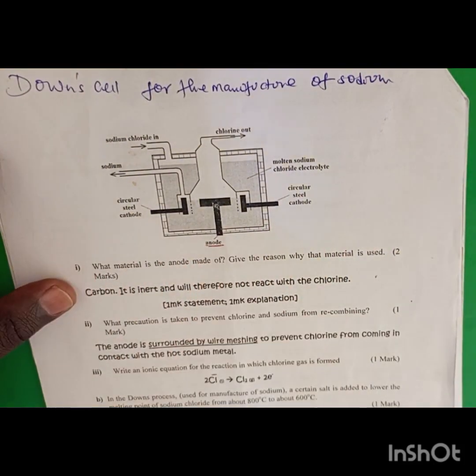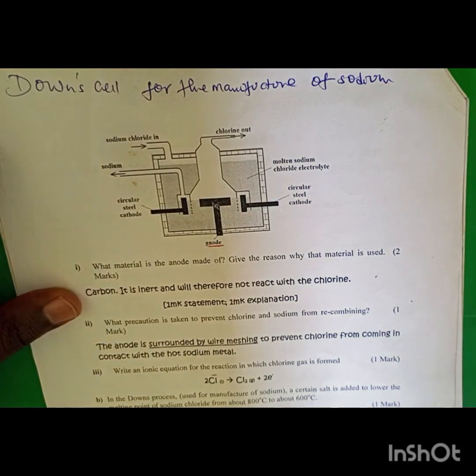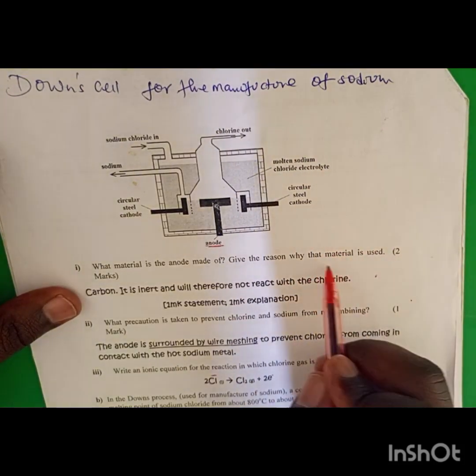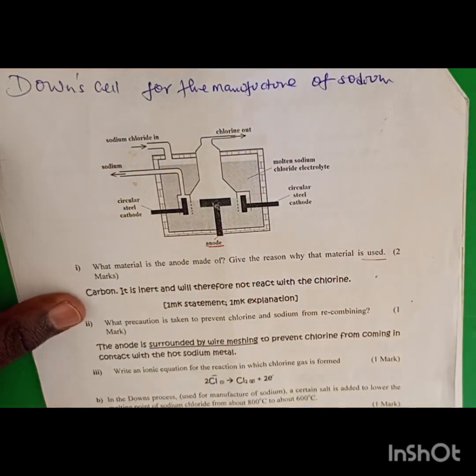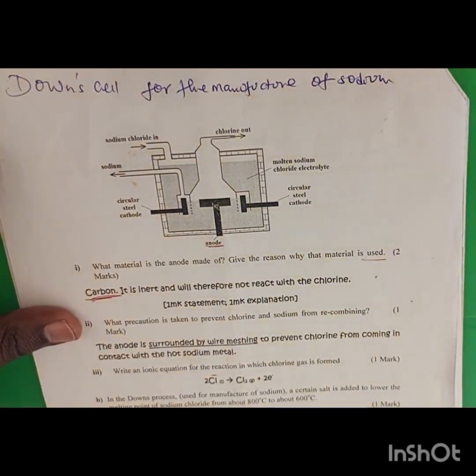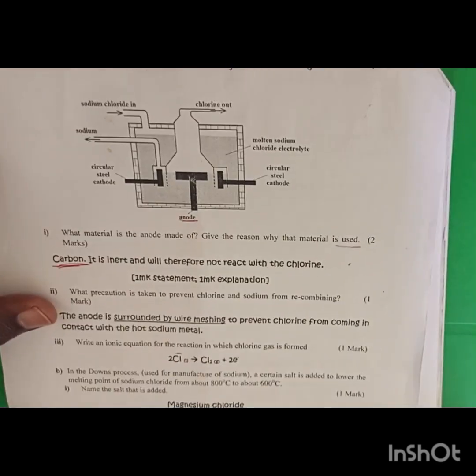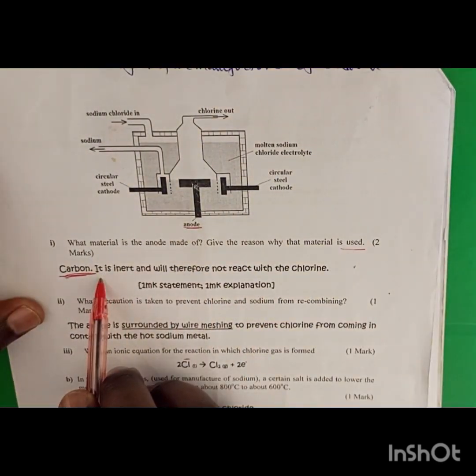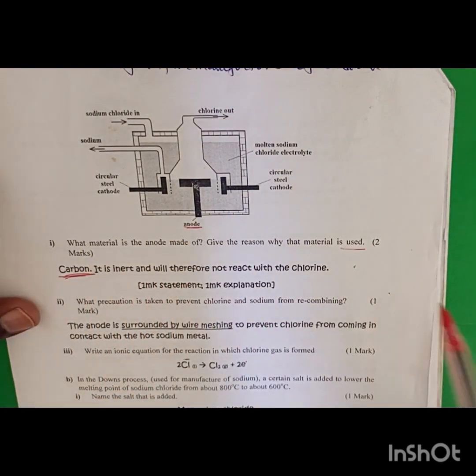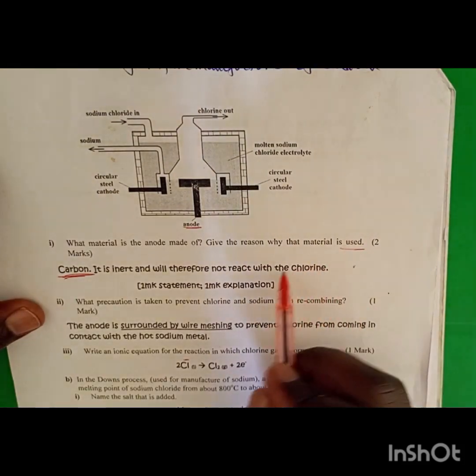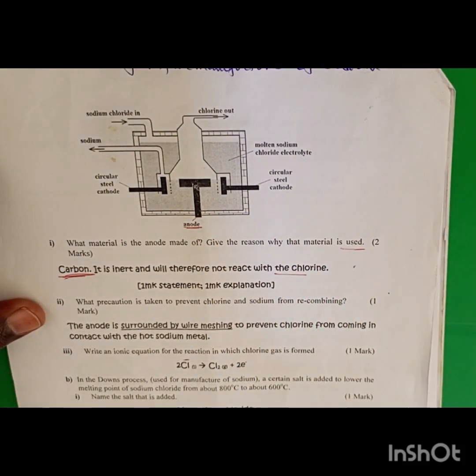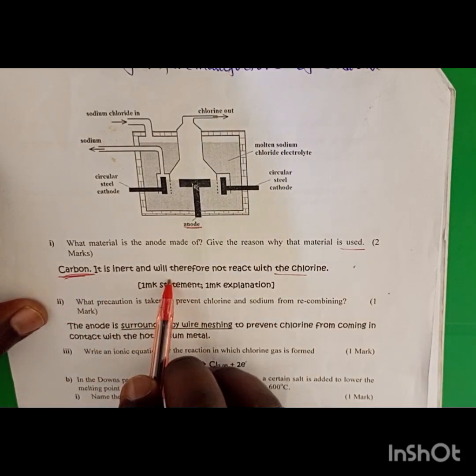So here we have our anode. What material is the anode made of? Give a reason why that material is used. So the anode is made up of carbon, because it is inert and therefore it will not react with chlorine. So it will not react with chlorine because it is inert.